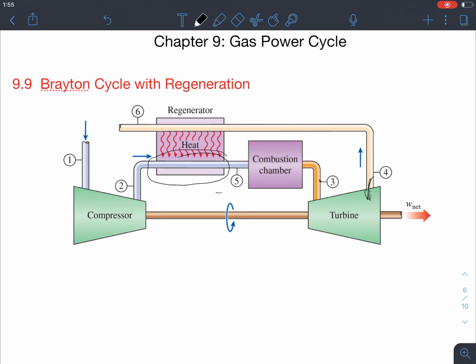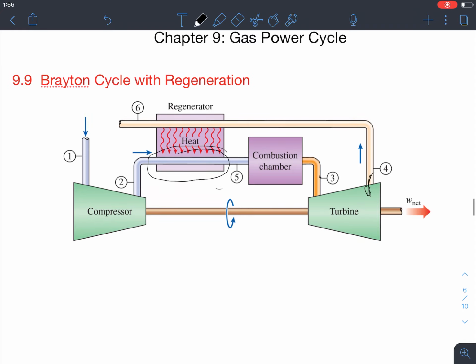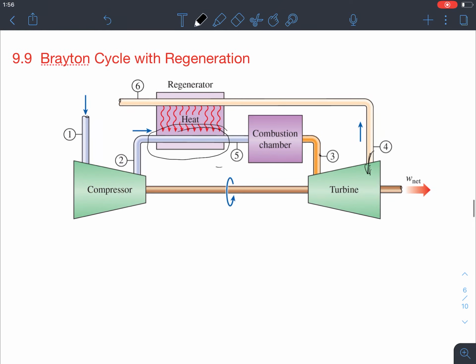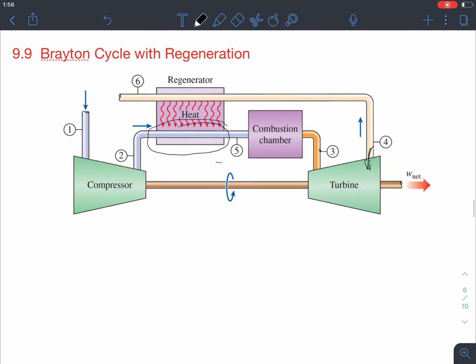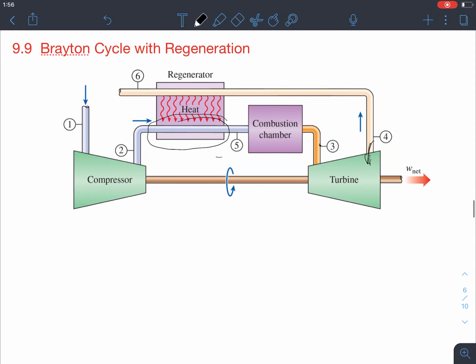And eventually, if we preheat the combustion chamber input, then the temperature of the combustion chamber exit will be sufficiently high to increase the turbine efficiency, right? Because our goal is to have a high inlet temperature of the turbine, so that we can have maximum work output from the turbine. So that's the goal of the Brayton cycle with regeneration.